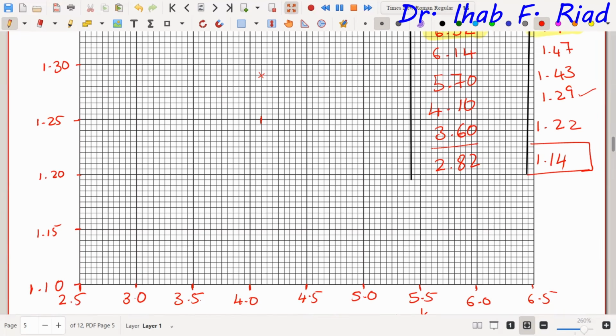Now we go for this one. This is 3.60 and 1.22. So 3.5, right? This is 3.5. 3.55. This is 3.60. And about 1.2. 1.205, 1.21, 1.215, 1.22. Yes, it is here. Okay, it is around here.